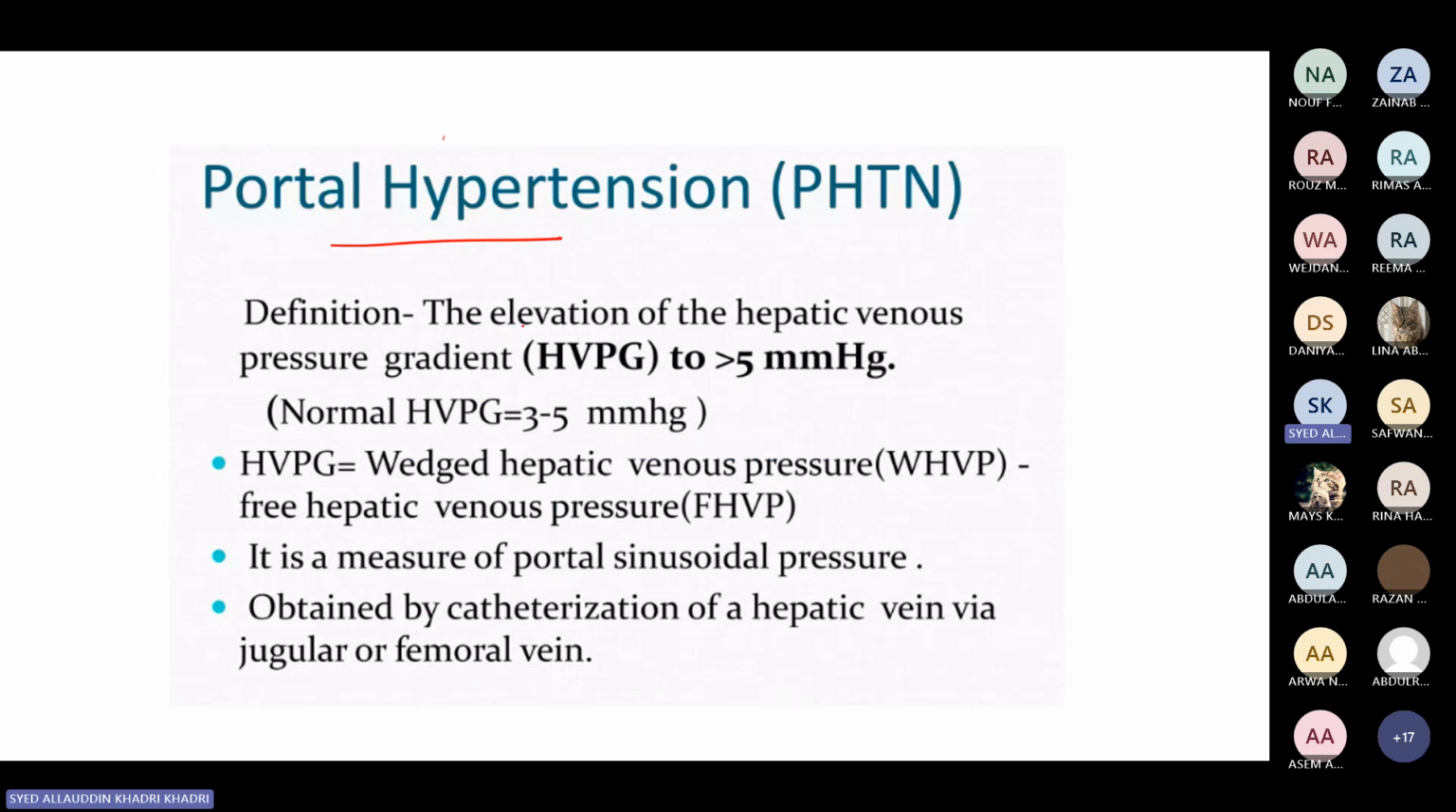What do you mean by hypertension? The increase of more than 5 millimeters of the hepatic venous gradient pressure. Okay, normal is 3 to 5 millimeters. This is an MCQ which comes in the examination. The wedge hepatic venous pressure minus the free hepatic venous pressure will give you around 5.